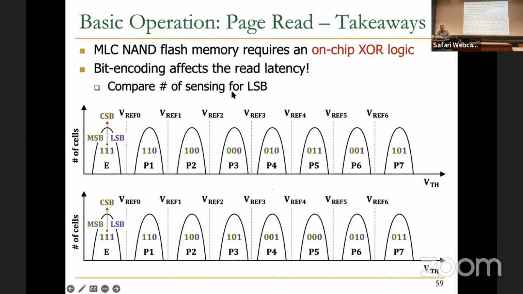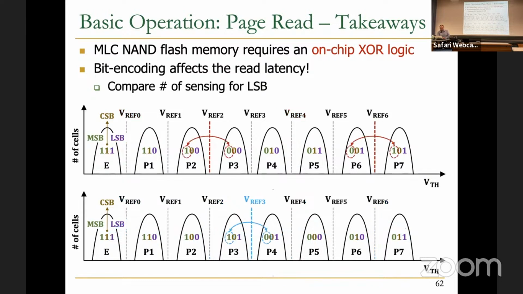So compare the number of sensing for LSP. How many sensing do I need for the top? You already answered it, actually, 2. So we need 2 sensing for the top. But for the bottom, we need to do how many? 4. Exactly. So this encoding needs 4 sensing for reading an LSP page, for example.